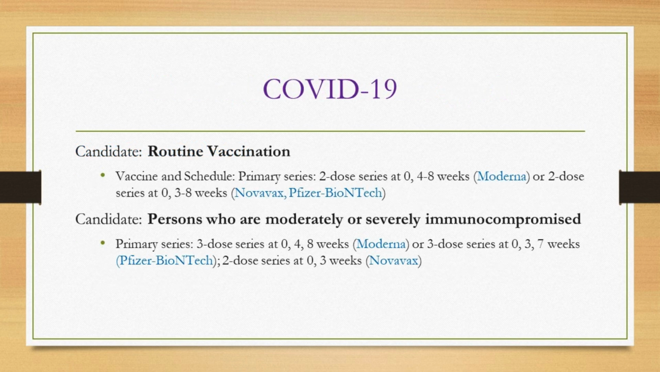Coming to COVID-19 vaccination. The candidates are all adults, that is routine vaccination. The vaccine and schedules are primary, that is a 2-dose series at 0 and 4 to 8 weeks, especially Moderna vaccine, or a 2-dose series at 0 and 3 to 8 weeks, that is Novavax or Pfizer-BioNTech vaccine. In cases of persons who are moderately or severely immunocompromised, we give a 3-dose series of Moderna, that is 0, 4 and 8 weeks, or a 3-dose series of 0, 3 and 7 weeks of Pfizer-BioNTech, and a 2-dose series at 0 and 3 weeks of Novavax.